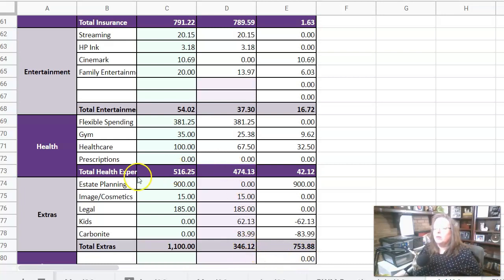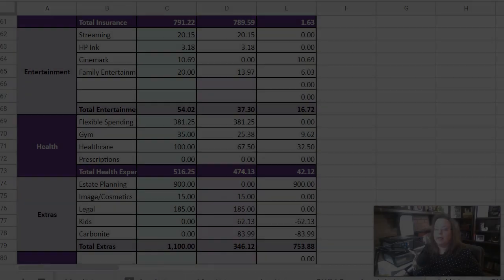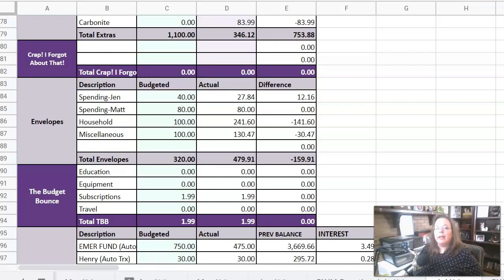Now, that said, I put estate planning in the August budget because we do hope to talk with them sometime in August. And I think everything here was funded by sinking funds. So that's fantastic. In crap, I forgot about that. We didn't have anything, thank goodness. So we're good there.